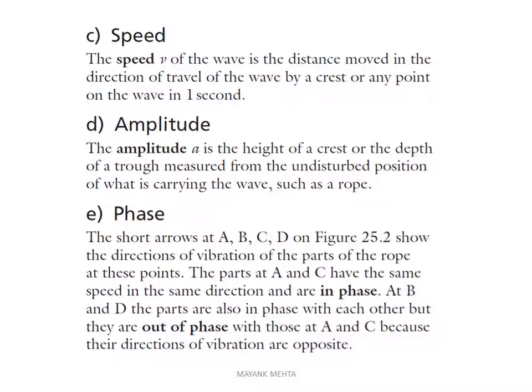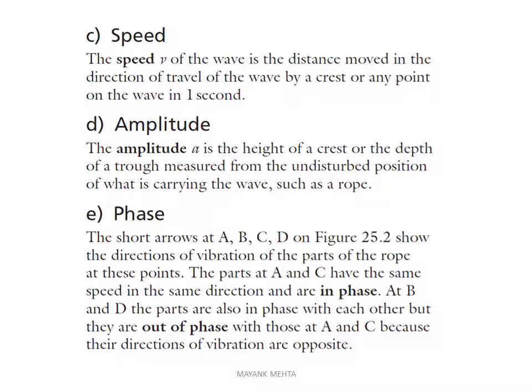Amplitude is again an important term. Amplitude is the height of the crest, or we can say the depth of the trough, okay, measured from the undisturbed position. Okay, that is known as the mean position. The horizontal line, that is the mean position. So for any crest, okay, and any trough, we will find the height and depth of the crest and trough respectively.